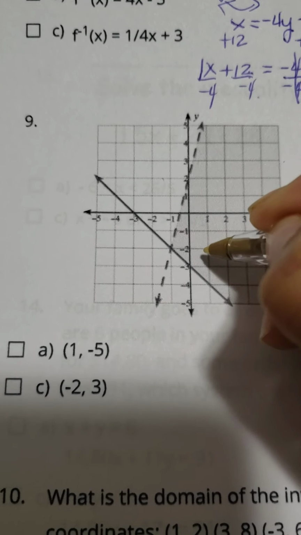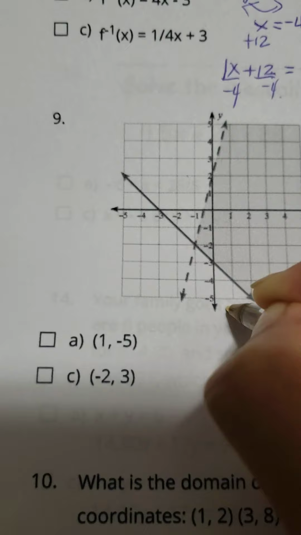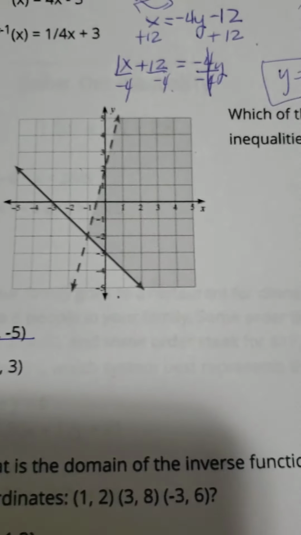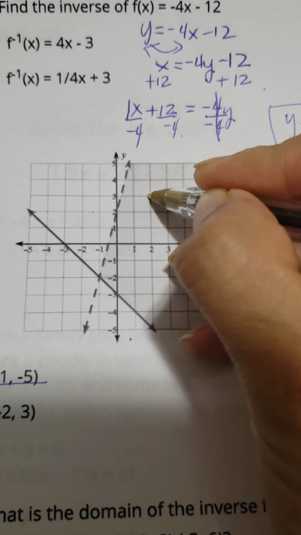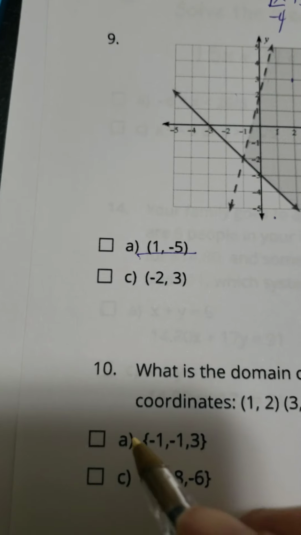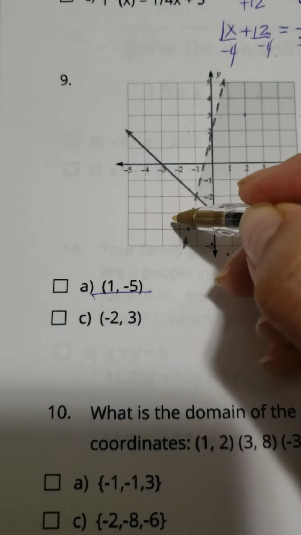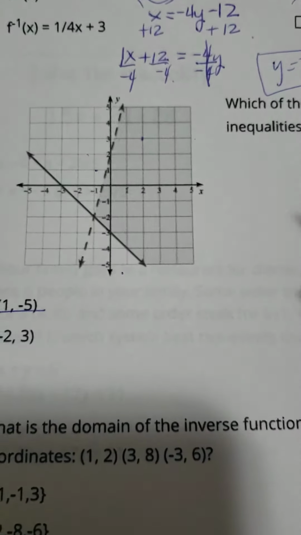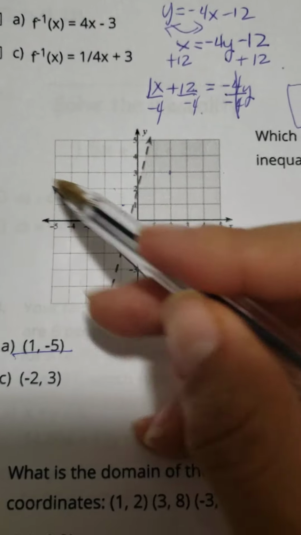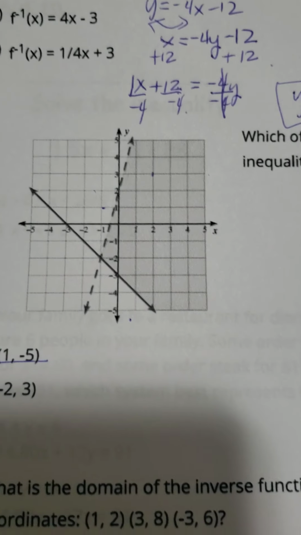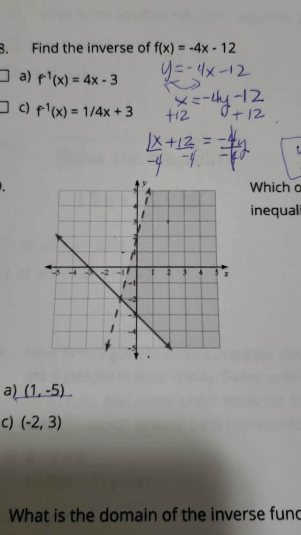(1, -5), 1, 2, 3, 4, 5, is definitely not in the shaded area, so that's out. (2, 3) definitely looks like it's in the shaded area, so that's probably your answer. (-2, -3) is definitely too far out, and (-1, 1) would definitely not be in the shaded area. So my answer is B, where they overlap. So they're only showing us here where they overlap. Just make sure you're looking at the right spot on your graph.